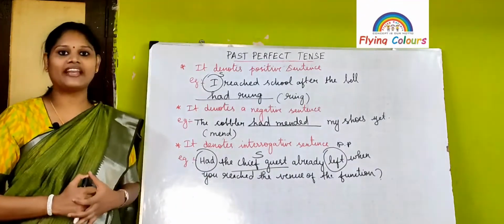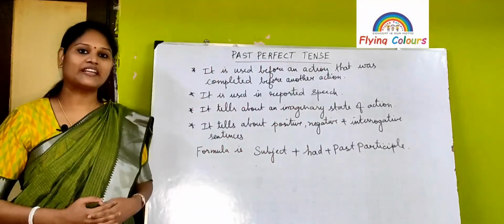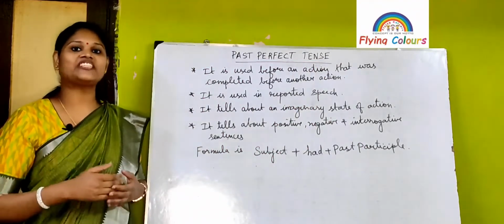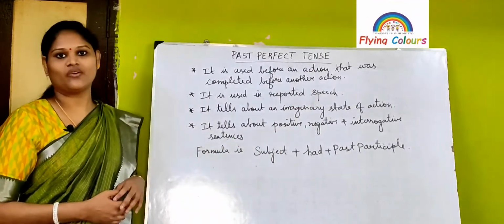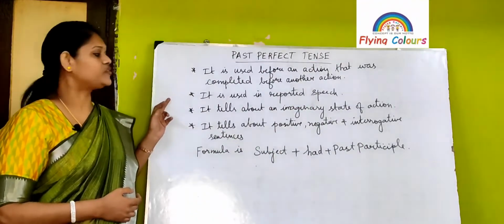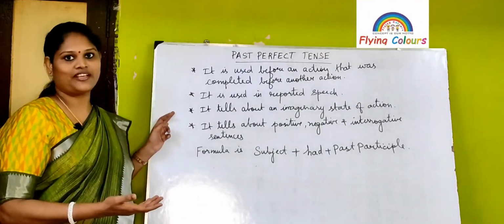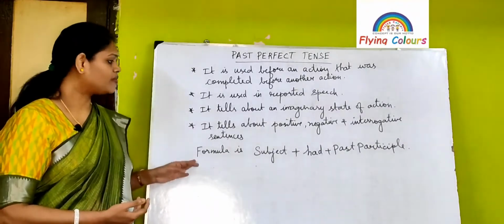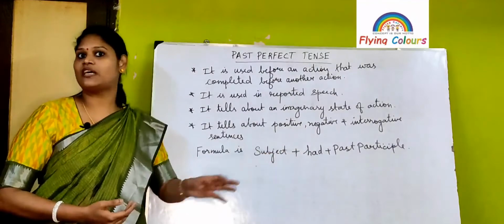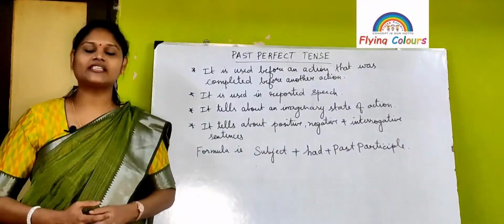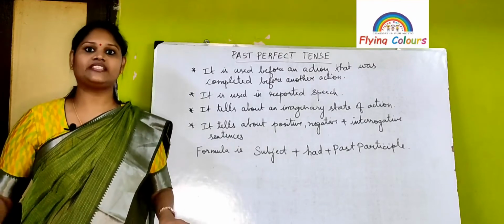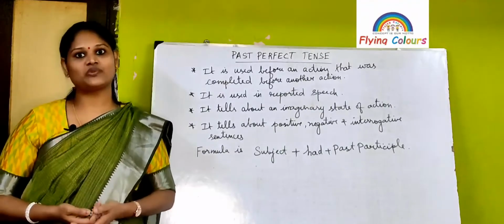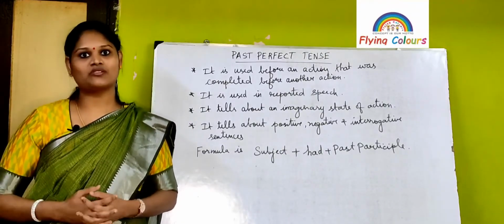I hope you don't have any doubts in these concepts. I repeat, past perfect tense is used for an action which was completed before another action. Okay? It is used in reported speech and it tells about the imaginary state of action and it tells about positive, negative and interrogative action. The formula for past perfect tense is subject plus had plus past participle. So, this is all about past perfect tense. Very, very easy chapter. You can speak very good English if you know all the tenses. Go and see my previous videos. Memorize all the formulas which I have given.